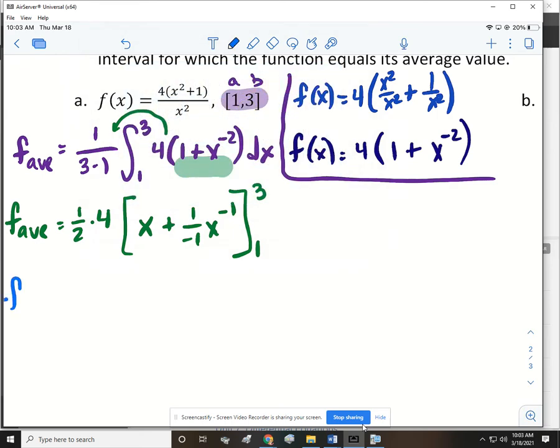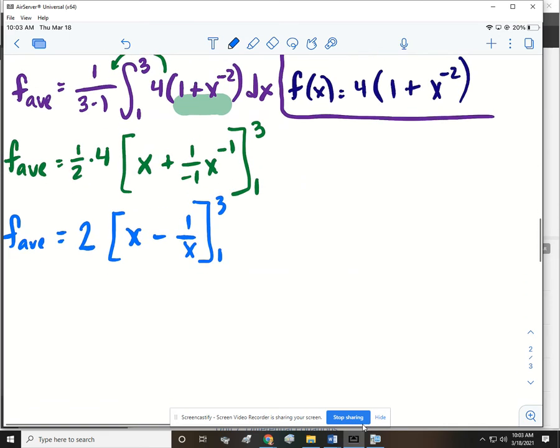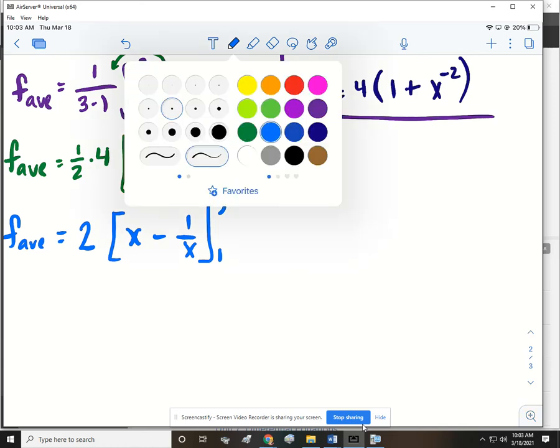All right, so we're still finding F average. 1/2 times 4 is 2, so we'll let that 2 hang out. I'm going to just simplify this a little bit more. All right, so I just changed my sign because I was basically adding a negative. And then x to the -1 is 1 over x. Okay, so I'm ready to plug in.